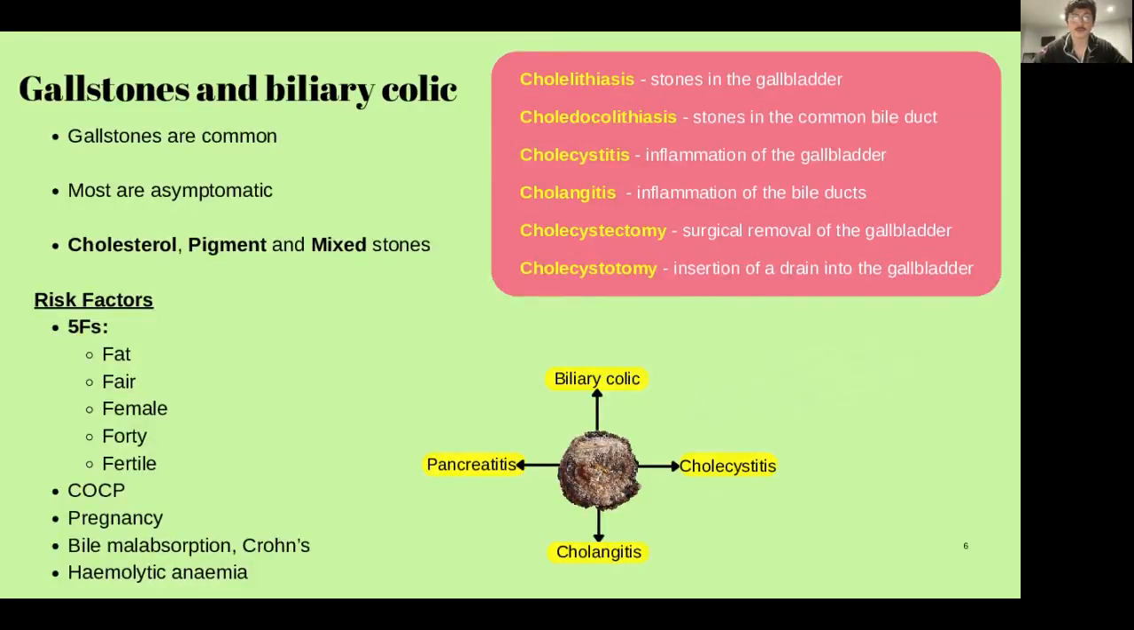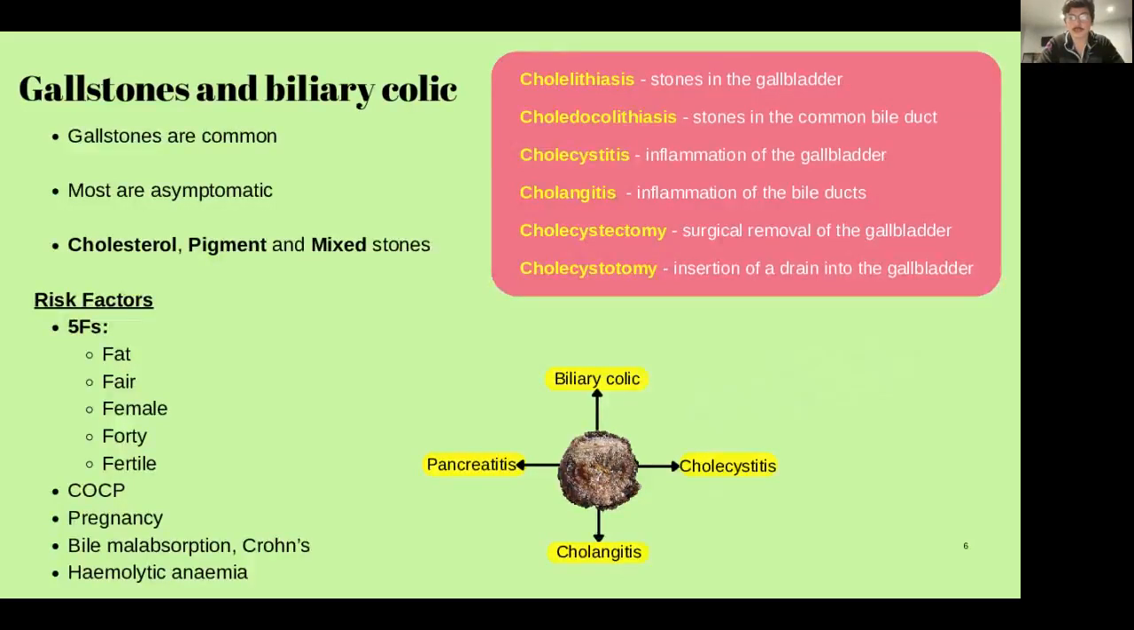And then another one's cholecystotomy, which is insertion of a drain into the gallbladder, which you might see in someone with a gallbladder empyema, so a collection of pus in the gallbladder, or in someone who's not necessarily fit for a full cholecystectomy.